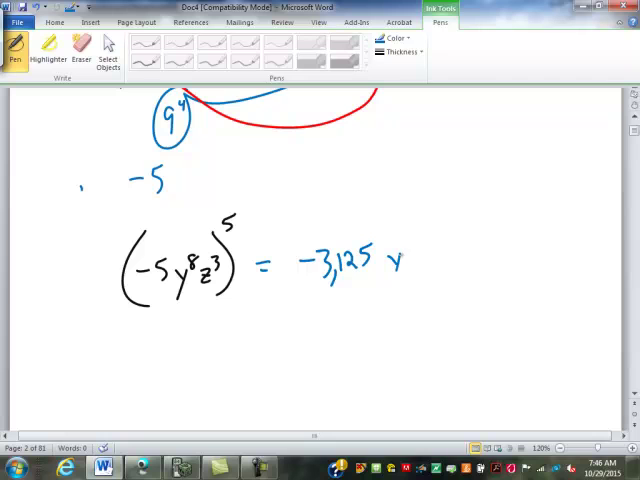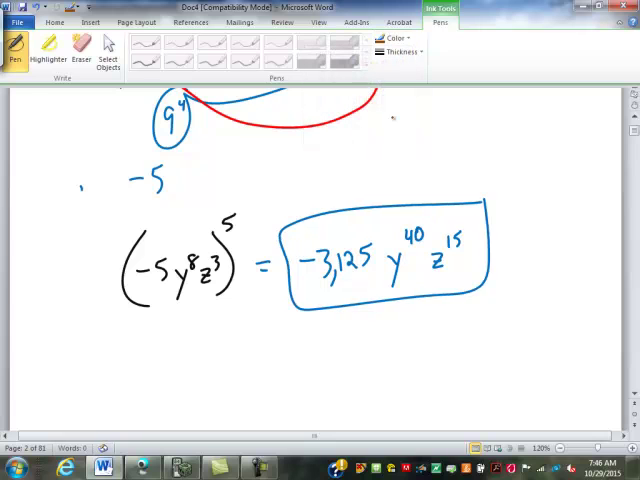So then y to the 40th, you got it. Y to the 8th to the power of 5, you're going to multiply the powers. A power of a power, you multiply them. 8 times 5 is 40. And z to the 15th. How about this one?